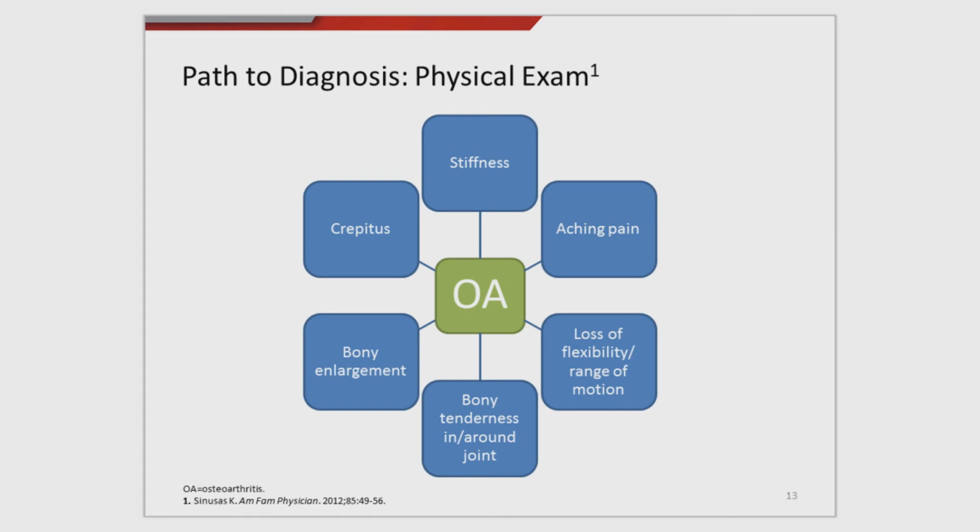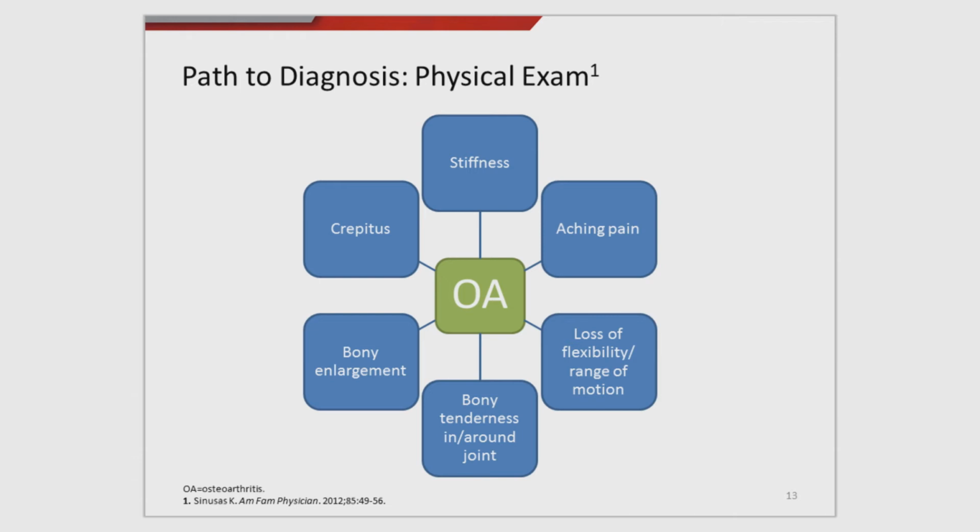They describe the pain as an aching pain, and when you put them through the range of motion, they'll say, gosh, it's kind of an ache, doc. It's not a sharp stabbing pain. They'll have loss of flexibility and decreased range of motion in the joints that you're testing. You may even hear or feel crepitus, which is the crunching sound when you put that joint through the range of motion. Then at the joint itself, you'll see some bony enlargement and some bony tenderness.